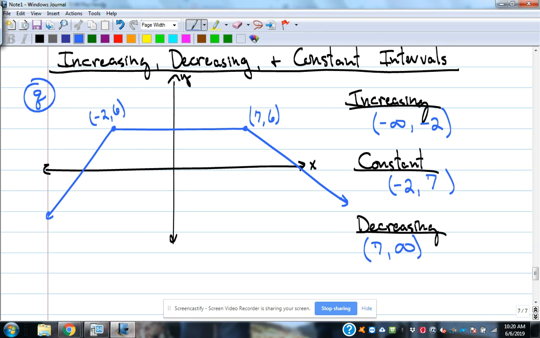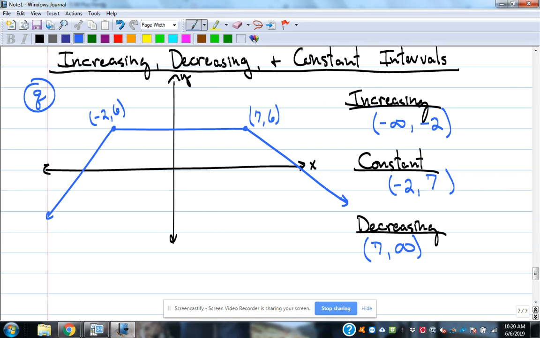Now, it's okay if a graph can have more than one increasing interval. It can have more than one constant interval. It can have more than one decreasing interval, or it may not even have one of those. Okay. Some graphs have all three. Some have just one of them. Some of them have two out of three. Some of them have more than one of each kind. But increasing up and to the right, constant, flat, decreasing down and to the right. Be able to recognize those.